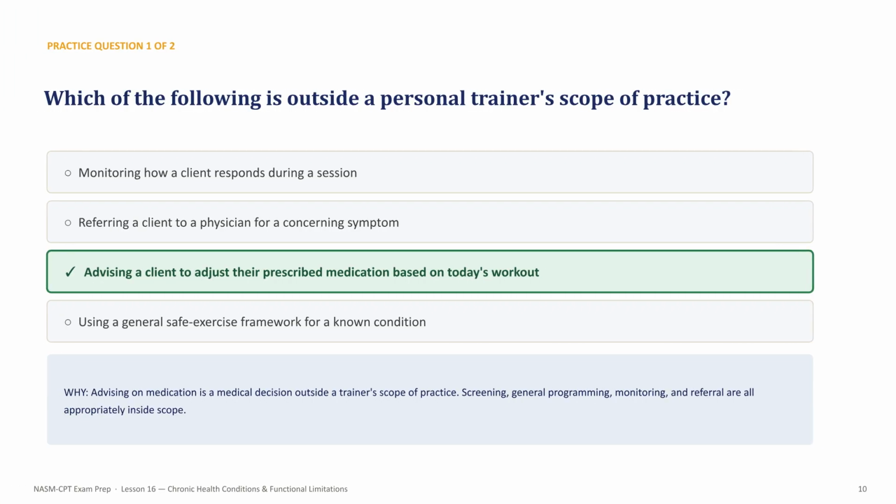Let's check your understanding. Question: which of the following is outside a personal trainer's scope of practice? Take a second and think it through. The correct answer is advising a client to adjust their prescribed medication based on today's workout. Here's why. Advising on medication is a medical decision outside a trainer's scope of practice. Screening, general programming, monitoring, and referral are all appropriately inside scope.